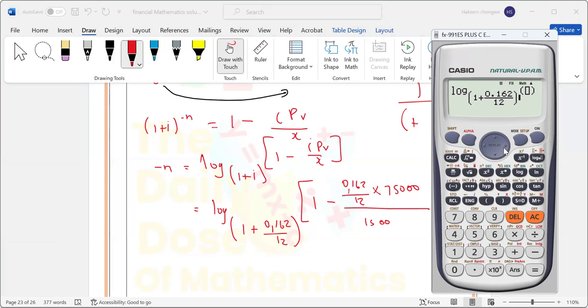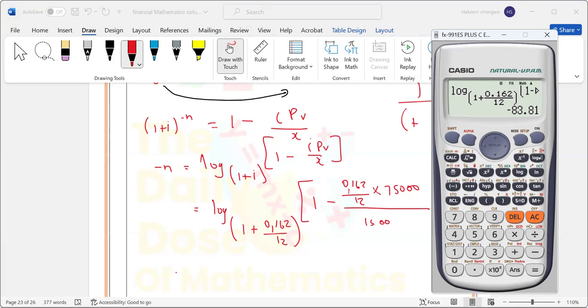Close bracket. And then we have 1 minus the fraction, and the fraction again is 0.162 all over 12. Then we multiply this by 75. 1, 2, 3. And then we have what? 1,500, like this, equals to... we get minus 83.